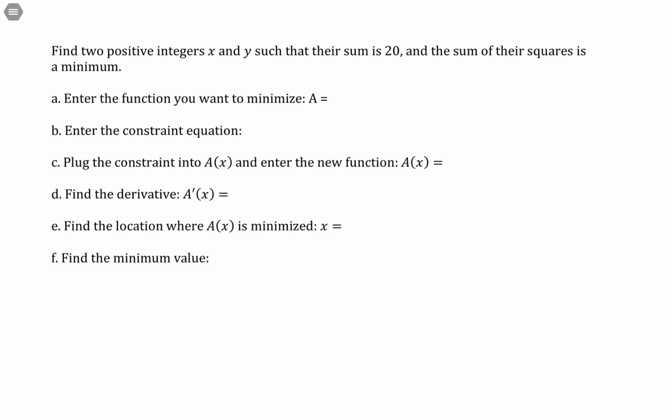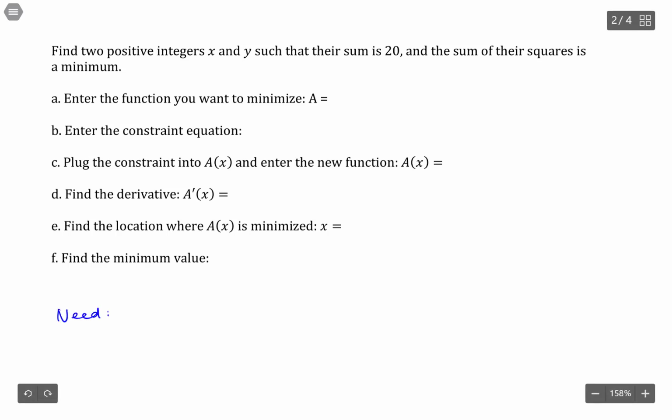Find two positive integers, x and y, such that their sum is 20 and the sum of their squares is a minimum. Enter the function you want to minimize. A equals what? So we need to determine what this function will look like. So we're trying to find two positive integers, x and y, so that their sum is 20. So let's write that down.